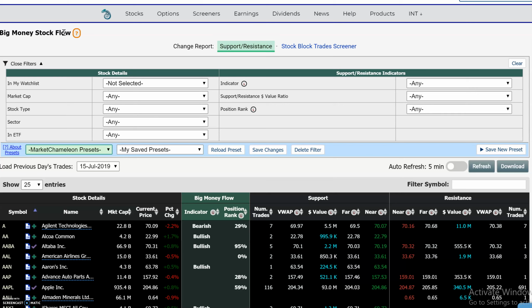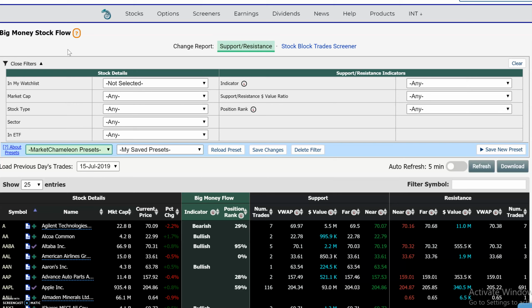I wanted to share a tool with you, the Big Money Stock Flow. This is looking for large stock blocks that are either 10,000 shares or more, or where the value of the trade is $200,000 or higher in notional value. The idea behind that is that these block trades are most likely done by institutions because of the sheer size or the dollar amount of the trade. And we want to take those trades and paint a picture of what's going on in the market.